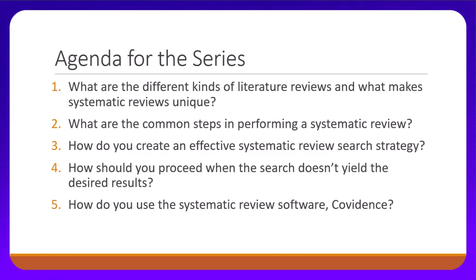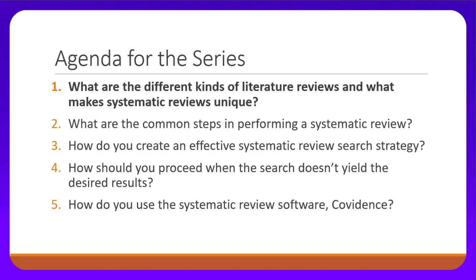To that end, here's an outline of what I'll be covering. During these sessions, I want to answer the following questions. What are the different kinds of literature reviews and what makes systematic reviews unique? What are the common steps in performing a systematic review? How do you create an effective systematic review search strategy? How to proceed when the search doesn't yield the desired results? And how do you use the systematic review software Covidence? In this video, I will answer the first of these questions.